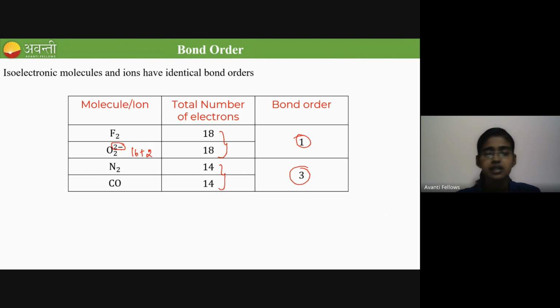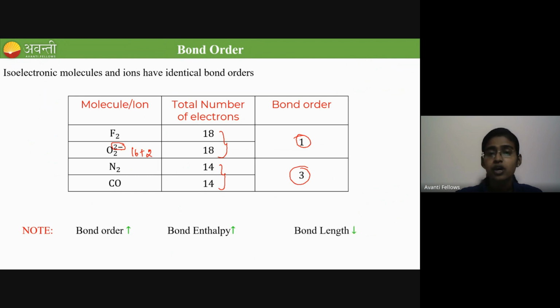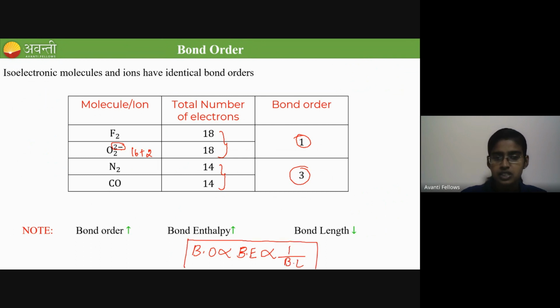Now I'll give you a relation between bond length, bond order and bond enthalpy. If bond order is more, bond enthalpy is also more, but bond length is less. So what is the relation? Bond order is directly proportional to bond energy, but these two are inversely proportional to bond length. So this is the relation which you have to study. Okay, so this is about the bond parameters.